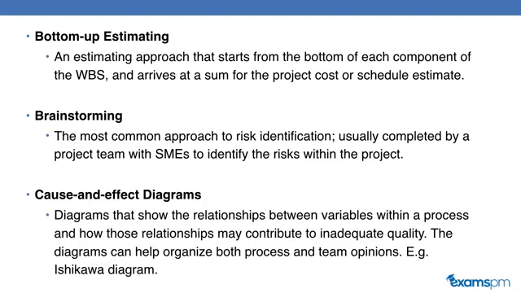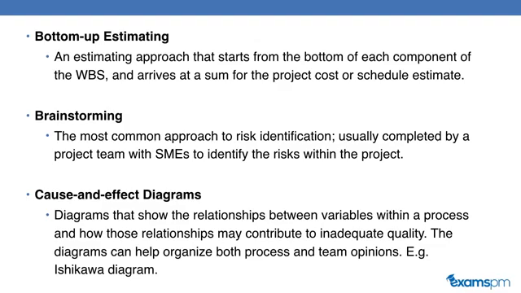Cause and effect diagrams. These diagrams show the relationship between variables within a process and how those relationships can contribute to inadequate quality or problems. So this can also be called an Ishikawa diagram or a fishbone diagram. Essentially, the effect that you see is put at the head of this diagram and possible causes are traced in the quote-unquote bones of this fishbone diagram.